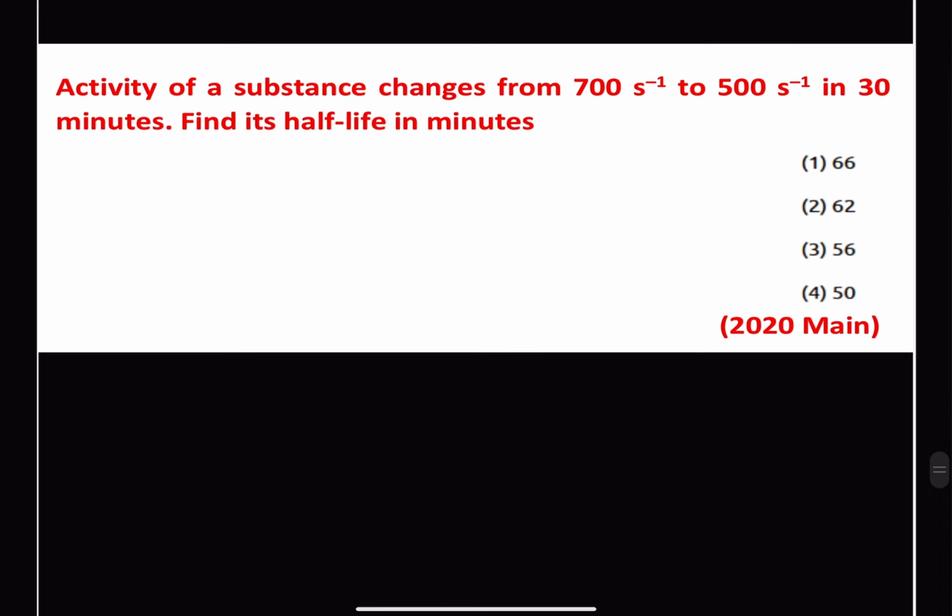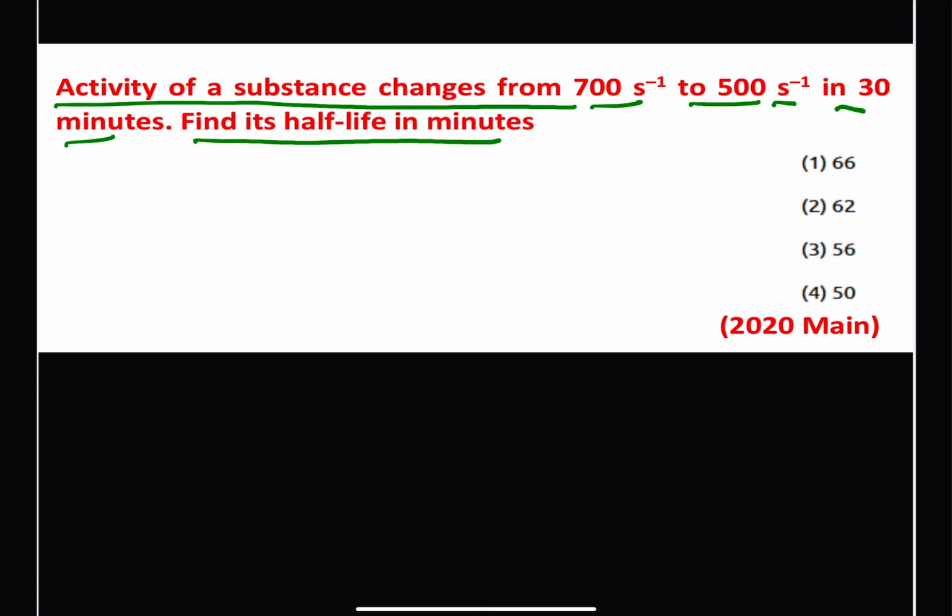It states that the activity of a substance changes from 700 per second to 500 per second in 30 minutes. Find its half-life in minutes. So here we can use the decay law in terms of the activity.